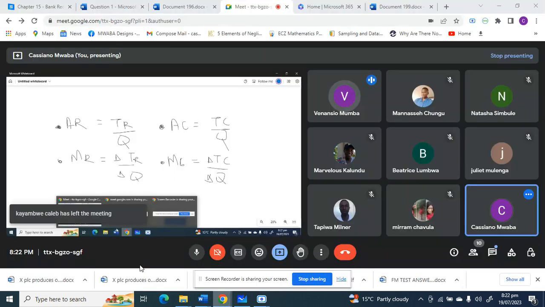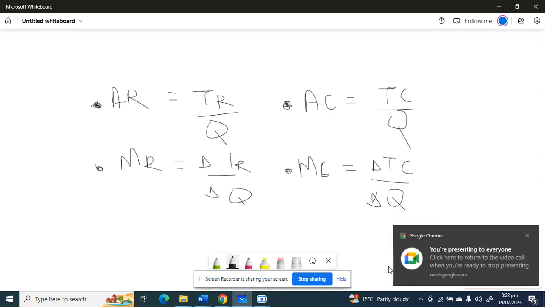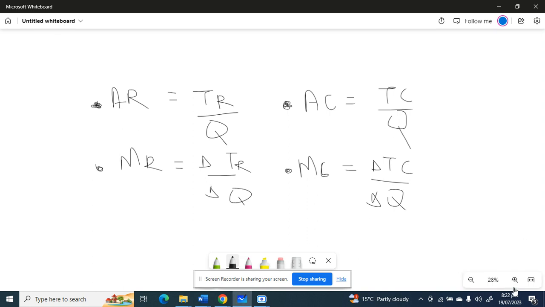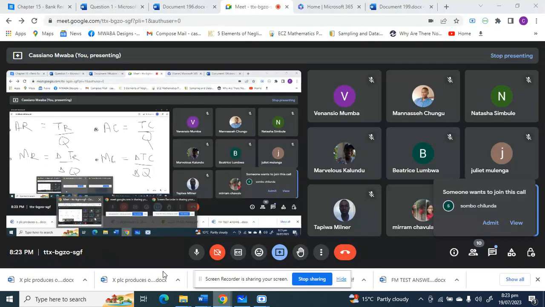My screen is not visible. I'm sharing my screen. No, I've written here the four formulae. I've put four formulae on the screen.